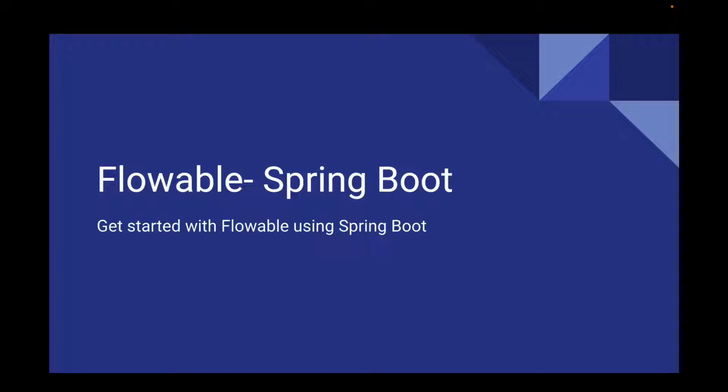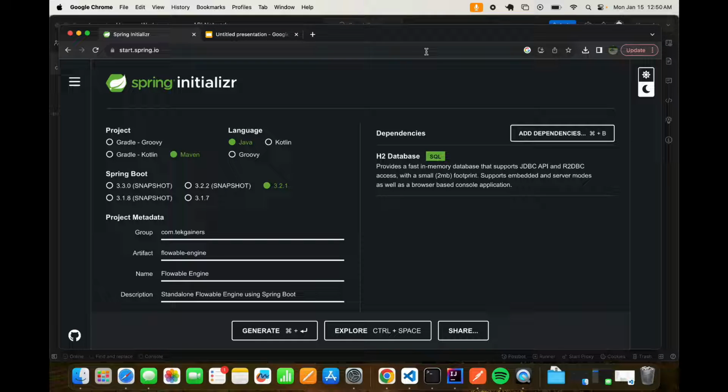In this video, we will talk about Flowable Spring Boot. Let's get started. All we have to do is go to start.spring.io to create a new Spring Boot project. We'll select language, project and version as we require. I'm using the Maven version.